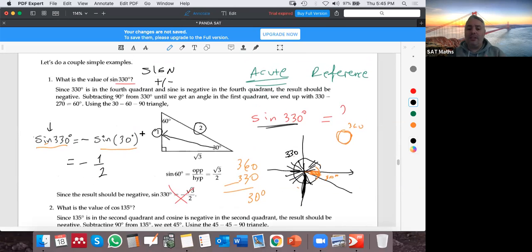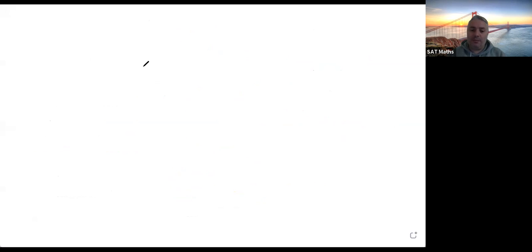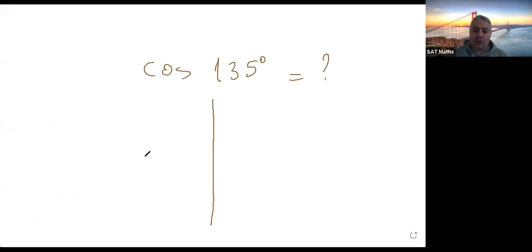So sine of 330 we have calculated. What about cosine 135? Okay, let me explain here. The question is cosine 135. And then I can give you a general rule. Now I am solving without the rule, and I will give you the general rule also. First of all, where is this angle? In which quadrant?